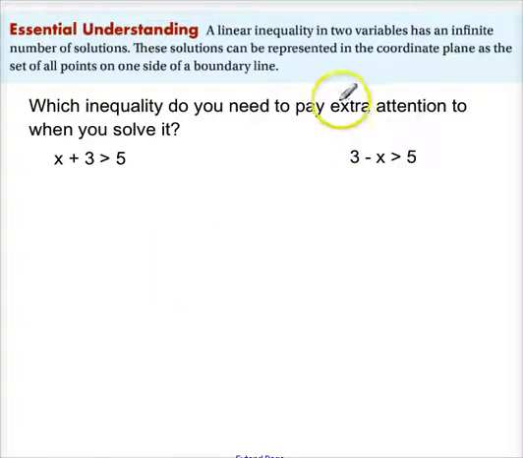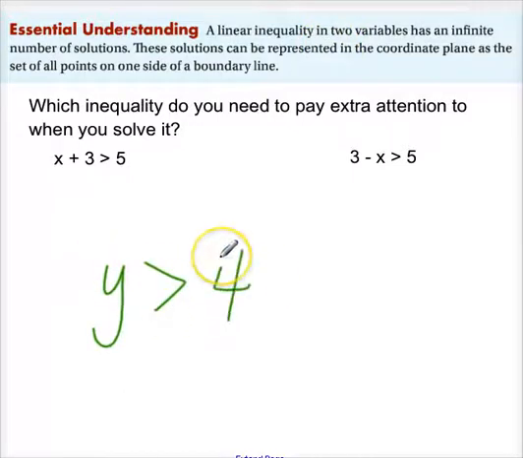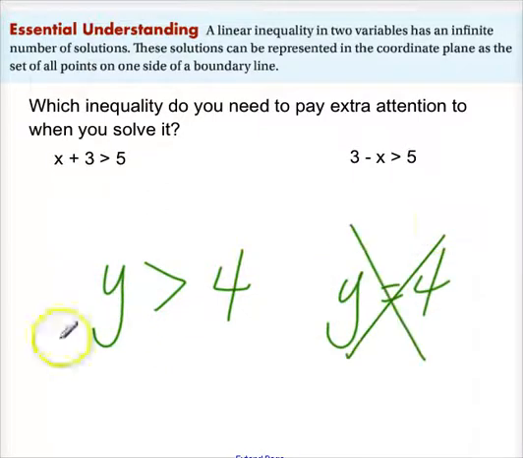Alright, so we talked about in previous chapters when you have an inequality, for example, y is greater than 4, there are many solutions for y, whereas y equals 4, there's only one solution. So we can learn how to graph all of these solutions by solving the inequality system.